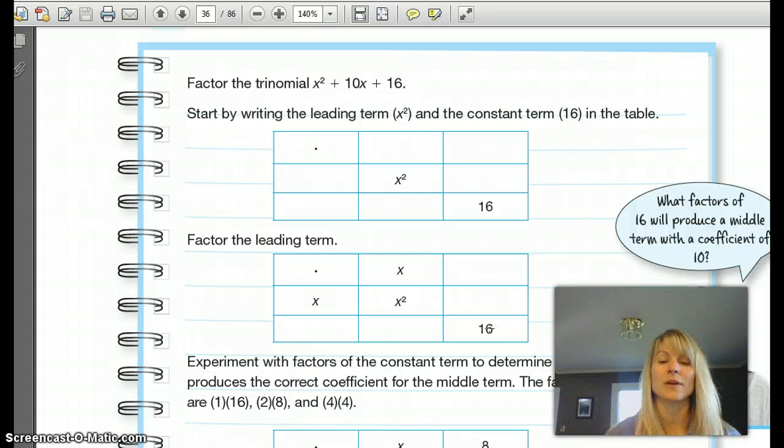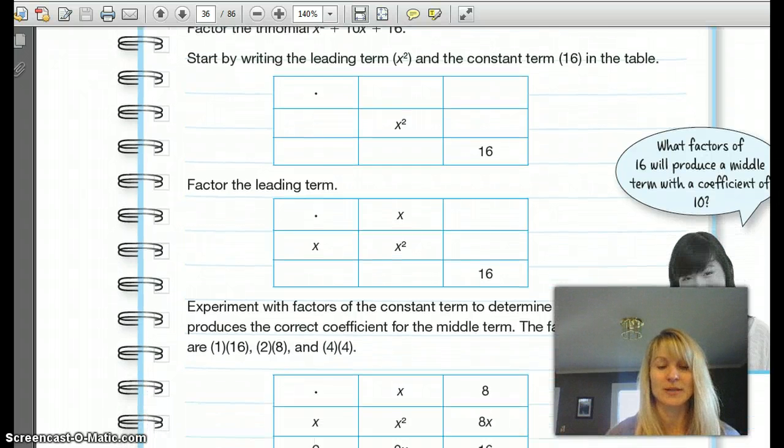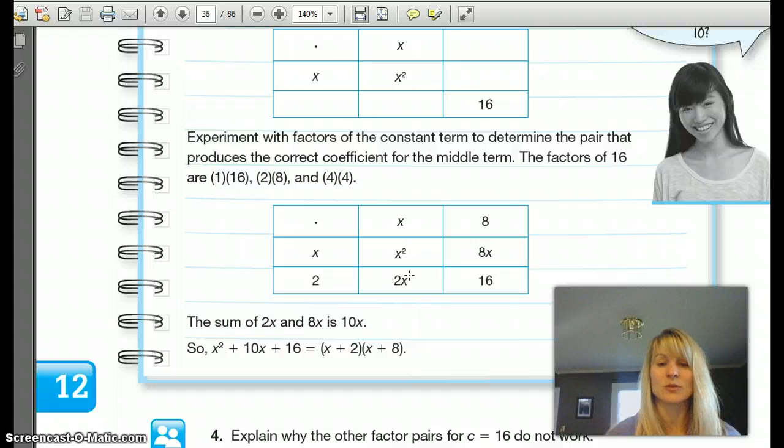The hard part is figuring out what we multiply to give 16, because whatever we multiply to give us 16, those factors have to add to give us the middle term of 10x. So if we look down here, they said 2 times 8 is 16. And then this would give us 2x, this would give us 8x. And when you say 8x plus 2x, that gives us the 10x.